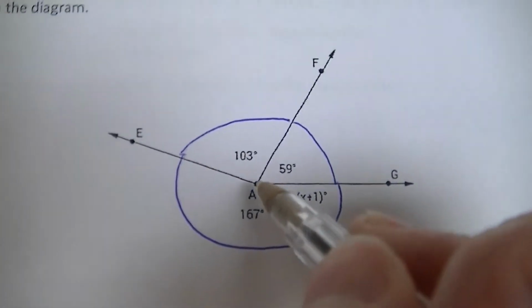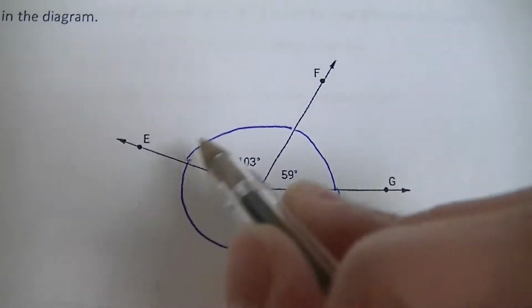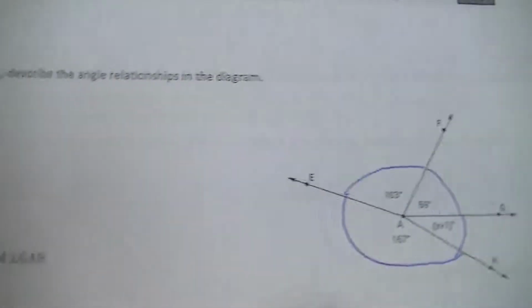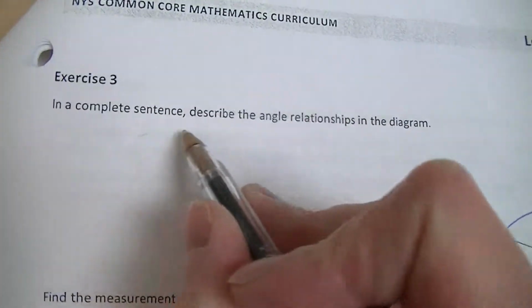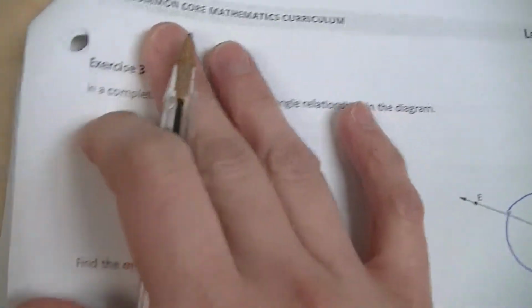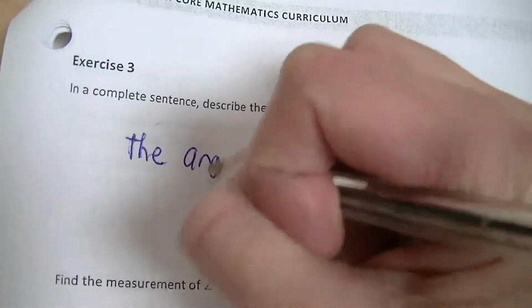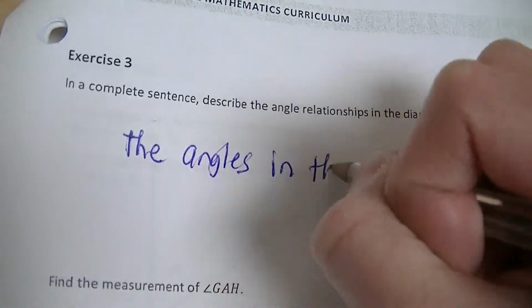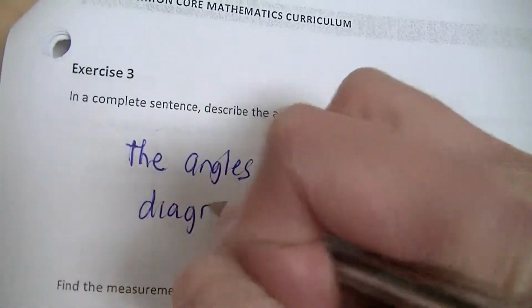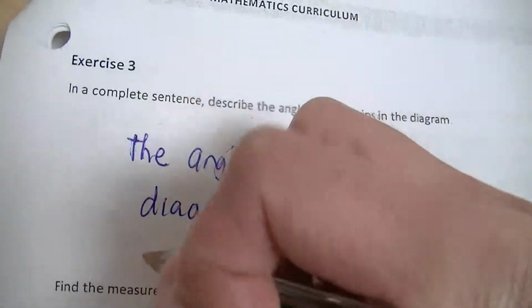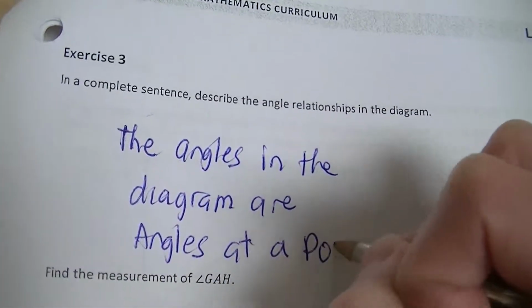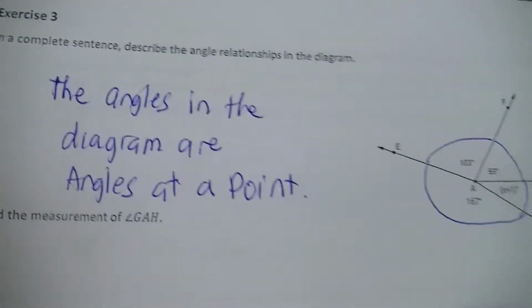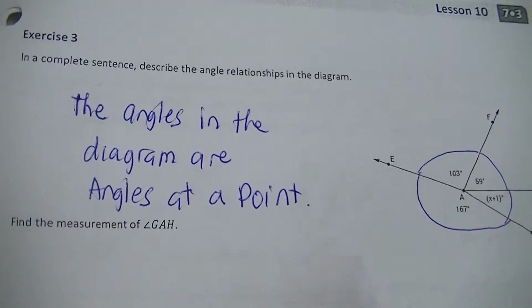This type of relationship, see where they all meet at that vertex right there and they have a sum of 360 degrees? That means you'd call that angles at a point. So the angle relationship in the diagram is that they're angles at a point. The angles in the diagram are angles at a point. Okay? And you should know that they have a sum when you add them together of 360 degrees.